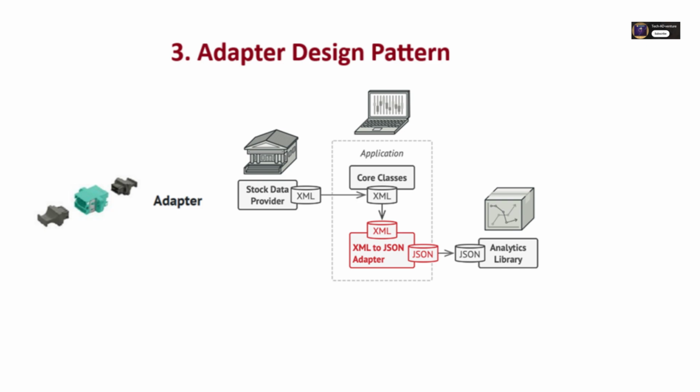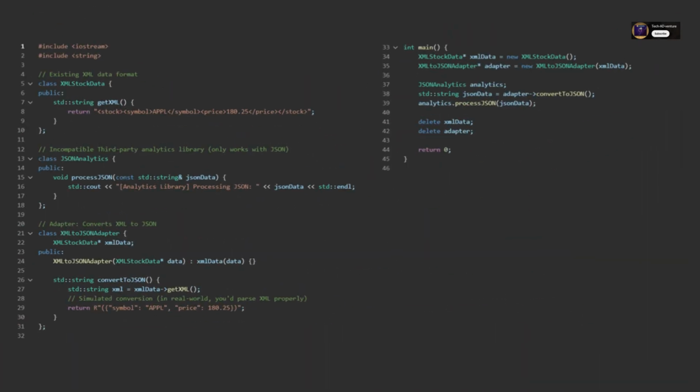You're building a stock market app that processes stock data in XML. Now, you want to integrate a third-party analytics library, but it only supports JSON. Modifying the library isn't an option. You either don't have the source code or risk breaking existing features, so you need a smarter solution to bridge the data formats. To solve format incompatibility, you can use an adapter, an object that converts one interface into another.